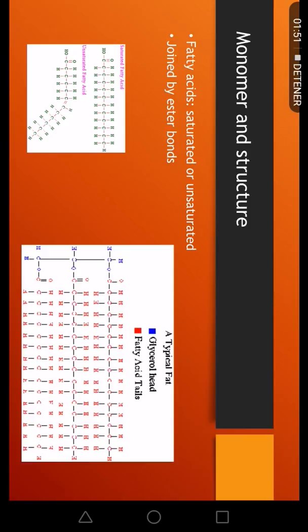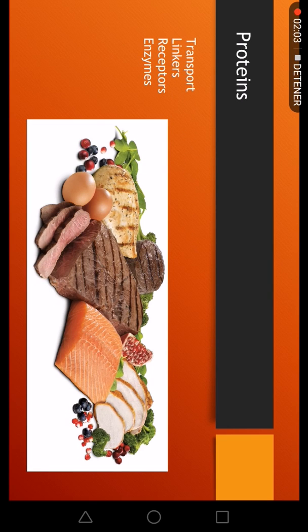Three fatty acid tails are joined together by a glycerol head in order to form a molecule of triglyceride. Proteins. Proteins are used as transport, linkers, receptors, and enzymes in order to speed up the different processes that occur in our system.